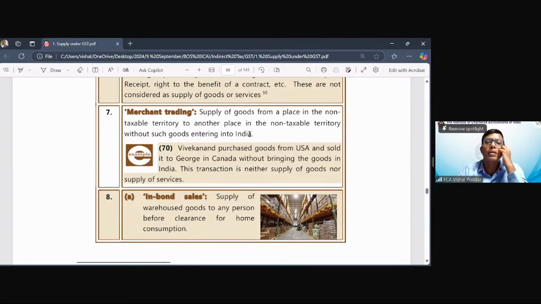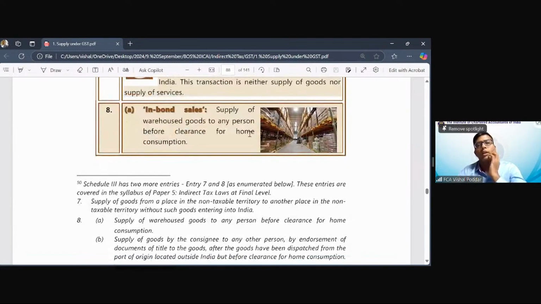Without the goods entering into India. This is what is no supply. Another thing which is no supply, now this you will understand because you have studied customs. In customs, we have seen that when goods are imported, there is a provision for keeping the goods in the custom warehouse. Till the time the goods are kept in custom warehouse, the import is not complete. You are not leviable to customs duty. Now, you have the option to sell the goods while the goods are in custom warehouse. That is allowed in custom warehousing provisions.